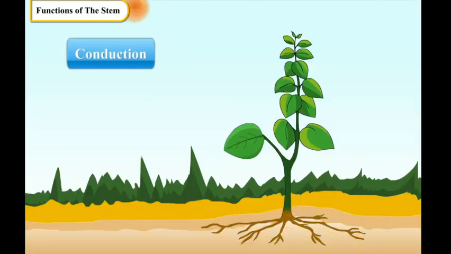Conduction. The stem helps in the conduction of water and mineral salts absorbed by the roots of the plant. It also conducts prepared food from the leaves to various parts of the plant, such as roots and fruits. Don't you agree that the stem is like a two-way street?